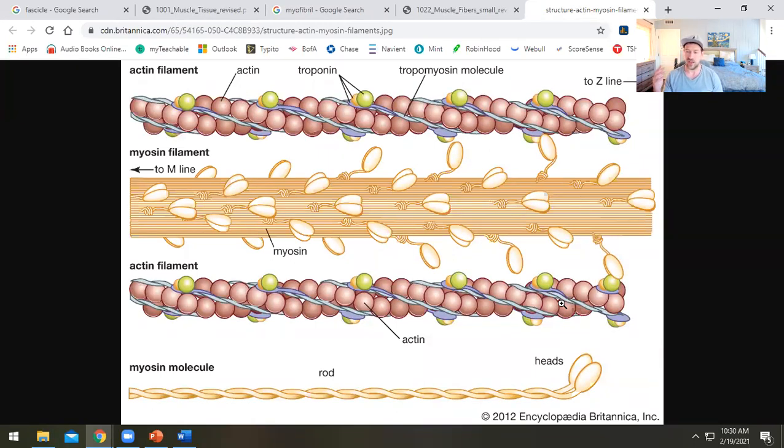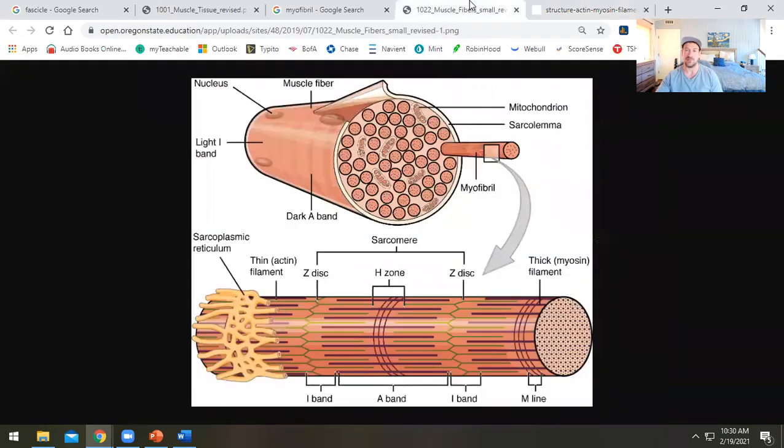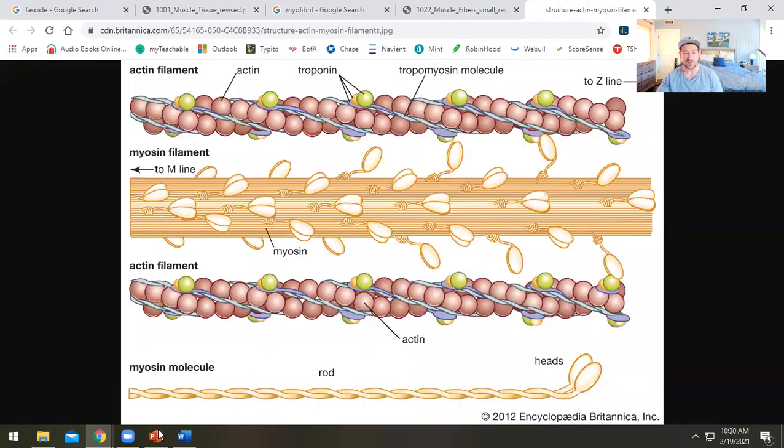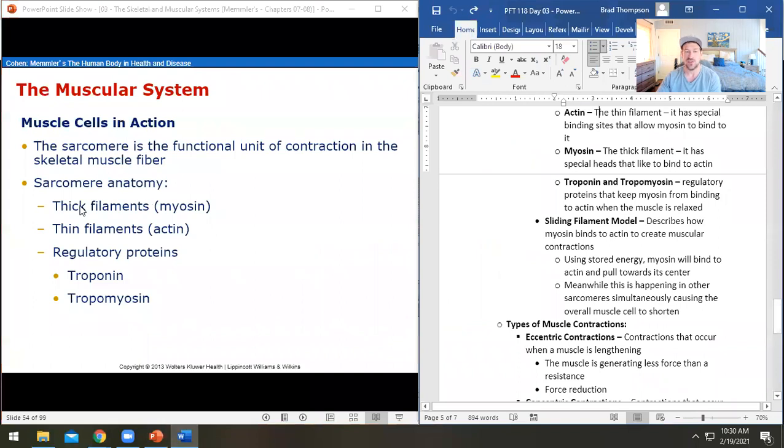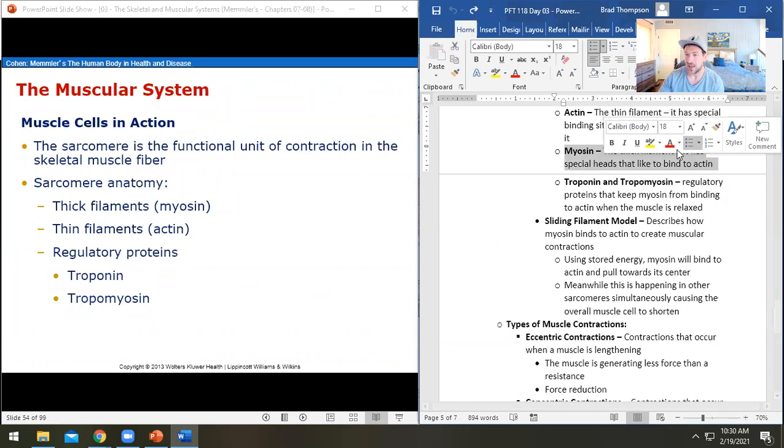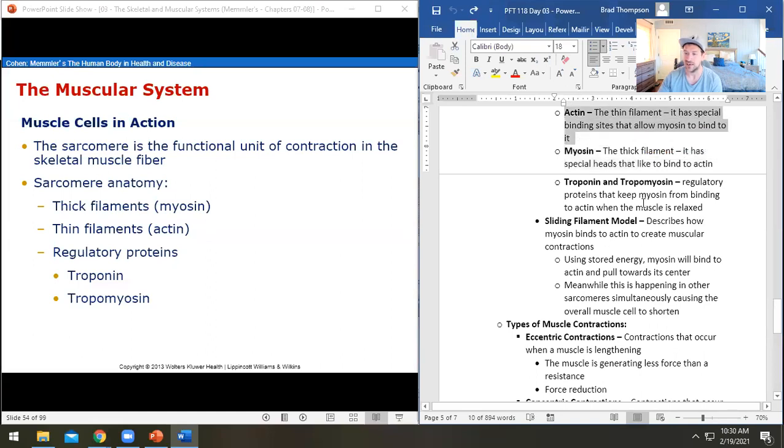We want to have a relaxation in our muscles. You can see these little heads really want to reach up and grab these little binding sites right here, all these little circles. This little head wants to reach up and grab it like crazy. So that's what actin and myosin are. You've got the thick filament, which is the myosin. Those are the little heads. And the thin filament is the actin, which has all the binding sites. So the heads want to attach to the binding sites.